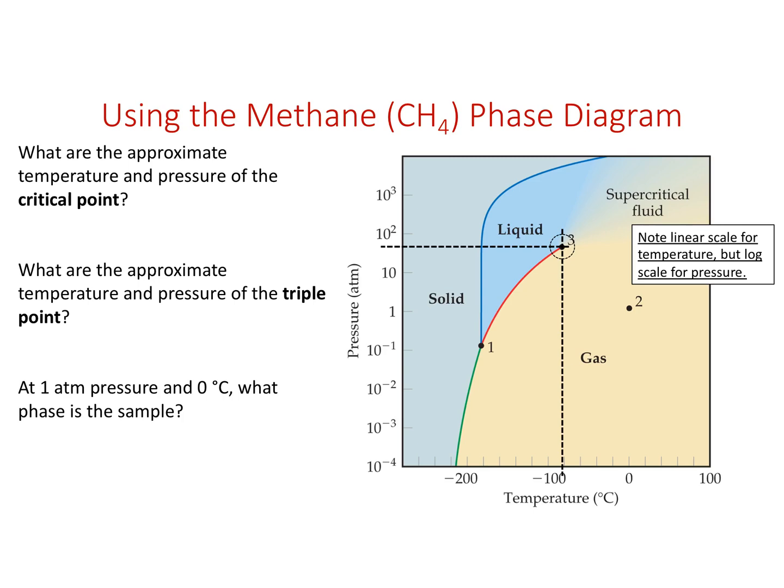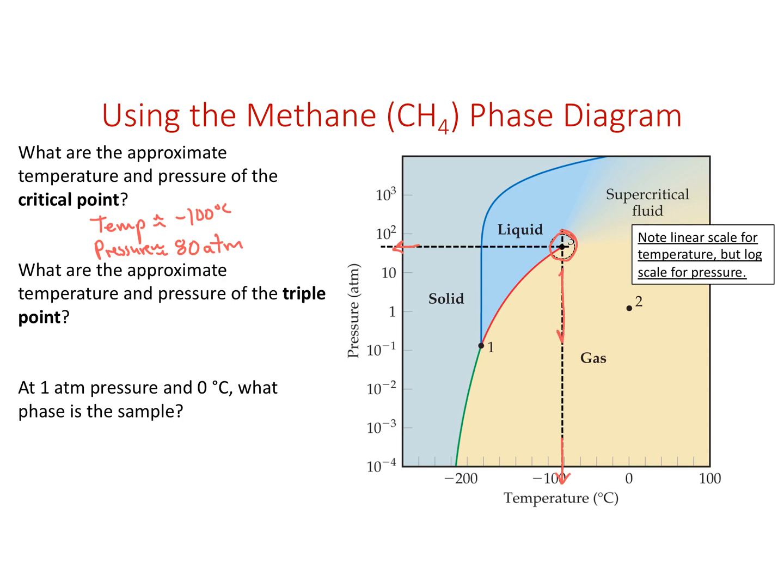All right, so let's take a look at a phase diagram for methane and answer a few questions about it. What are the approximate temperature and pressure of the critical point, where we expect to find the critical point of this sample? Taking a look, the temperature might be about minus 100 degrees Celsius, all the way down here, and the pressure might be around 80 atm. So here is my critical point.